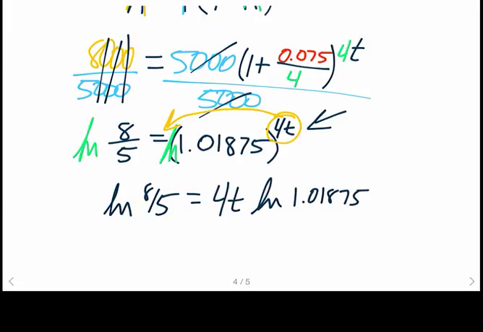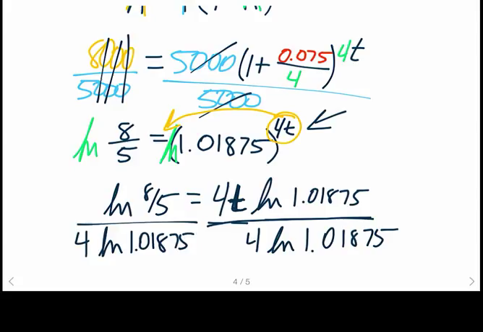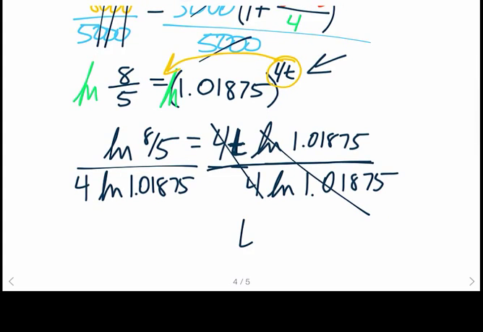At this point, let's remind ourselves that we are solving for t. And so what I want to do is recognize what's going on. I have 4 times t times the natural log of something. Since that's a bunch of times, I want to divide out everything that's not t. So I'm going to divide both sides by 4 times the natural log of 1.01875. On the right-hand side, the 4 divides out, the natural log factor divides out, and I'm left with t.